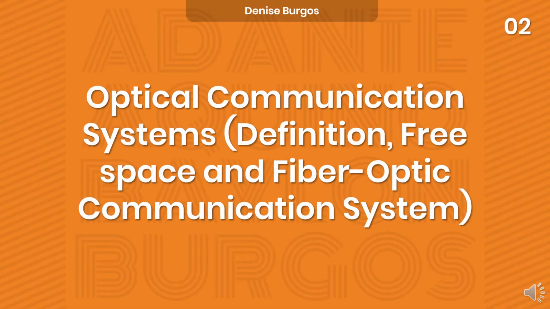Now, we are going to talk about optical communication systems, its definition, free space and fiber optic communication system. Fiber optics is about optical communication systems whose medium is the fiber optic cable. Free space optics, or FSO, is about optical communication systems whose medium is free space. The reason why light is used for communication is because the use of light vastly increases the bandwidth.